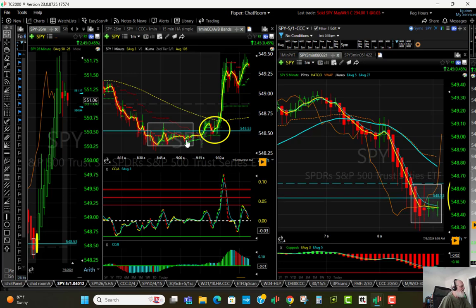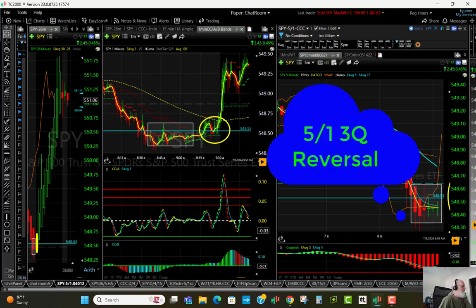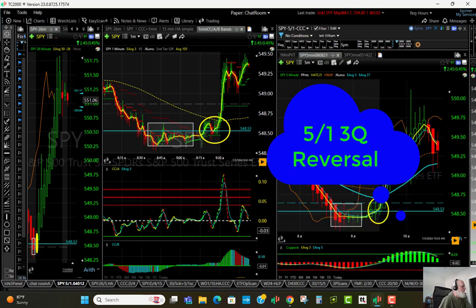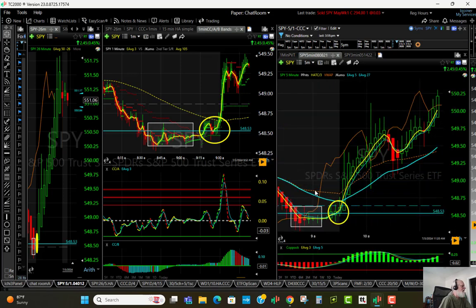And one of the things it does is it breaks above that blue line, and for those who are using my system, that's a 5-1 3Q reversal. Okay, so I'm going to push the 5-minute chart over a little bit so we can see what happened after that point. After we had that 5-1 3Q reversal, you can see a couple different things happened all at the same time. So I want to point that out and get rid of this yellow circle just for a second so you can see this. On the 26-minute chart, I've got Heiken-Ashi candles over here on the far left. I've got Heiken-Ashi candles here on the 1 minute, and I've got Heiken-Ashi candles over here on the 5 minute.